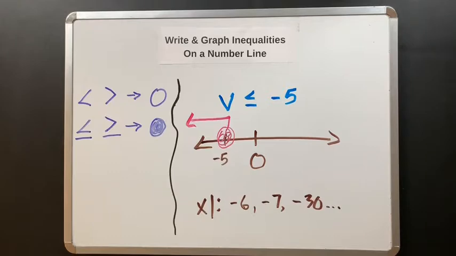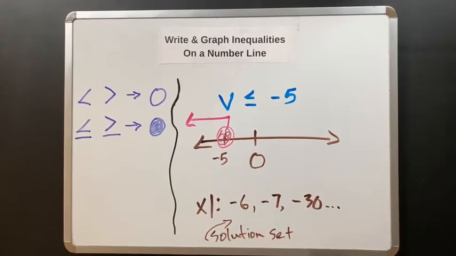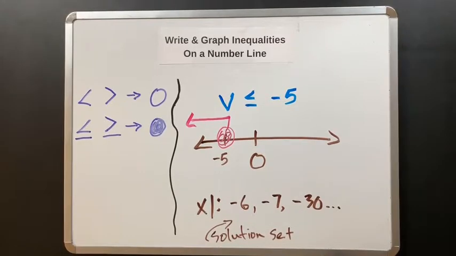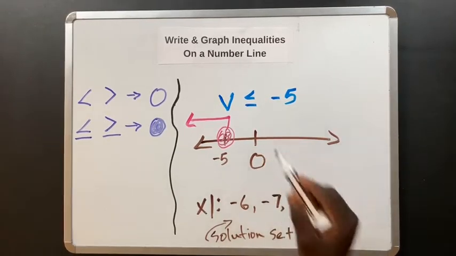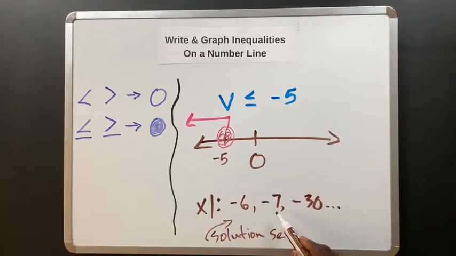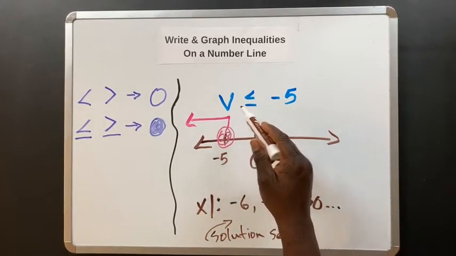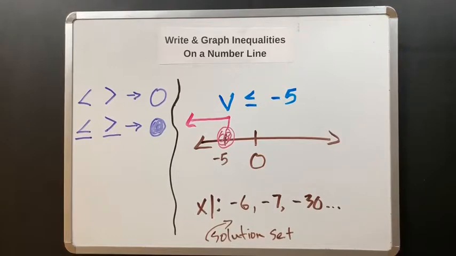Very good. And remember, this represents a solution set here, okay? A set of solutions. Sometimes you may have a problem where they ask you to give a solution that makes this inequality true. Well, if we plug in -7, -7 is less than -5. -30 is less than -5. So, very good.